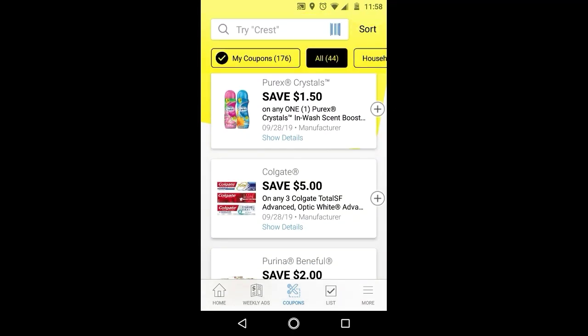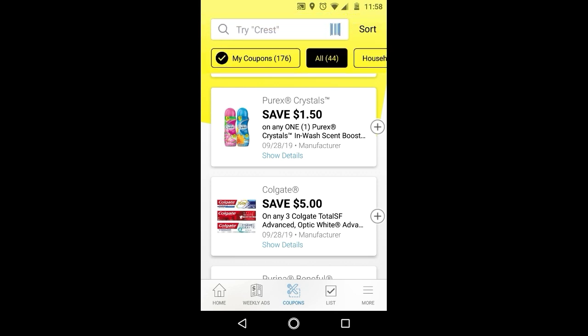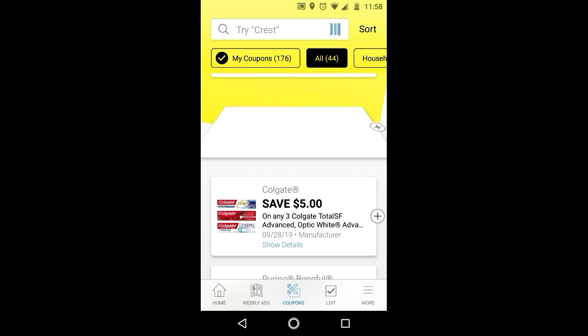The Purex crystals. So if we get the crystals, the 15.5 ounces are going to be $3. So with this dollar off 50 digital, it'll be $1.50.